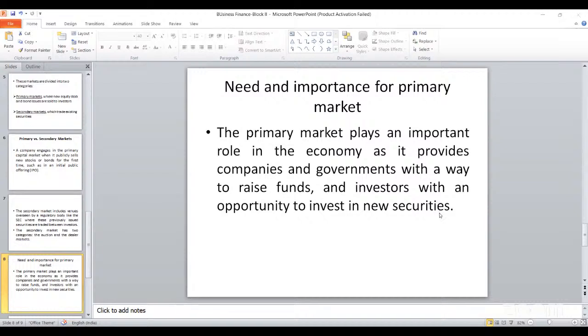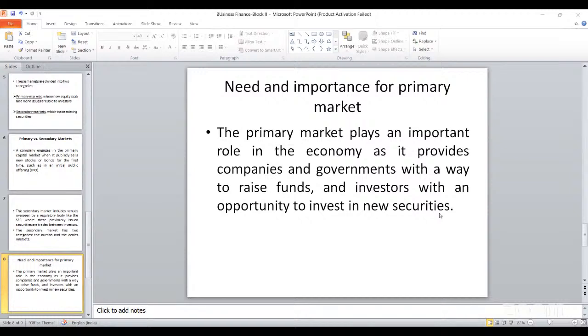Basically, this primary market you can call the new issue market, which refers to the market where securities such as stocks, bonds and debentures are created and issued for the first time by companies or government in order to raise capital. So in finance, we refer to the market where new securities are brought and sold for the first time as the primary market.